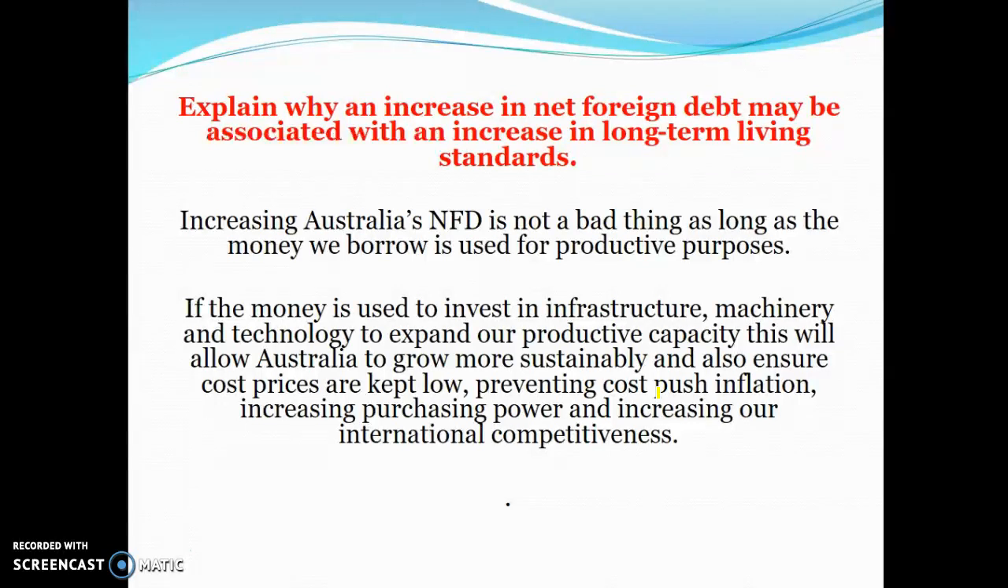So explain why an increase in net foreign debt may be associated with an increase in long-term living standards. Increasing Australia's net foreign debt is not a bad thing as long as we use it for productive purposes. So if the money is spent on infrastructure, machinery, technology, that will boost our productive capacity, then that will allow for long-term non-inflationary growth and boost our purchasing power, keep prices down, and also boost our competitiveness. So it's all about if we spend the money productively on infrastructure, then it's a good thing.